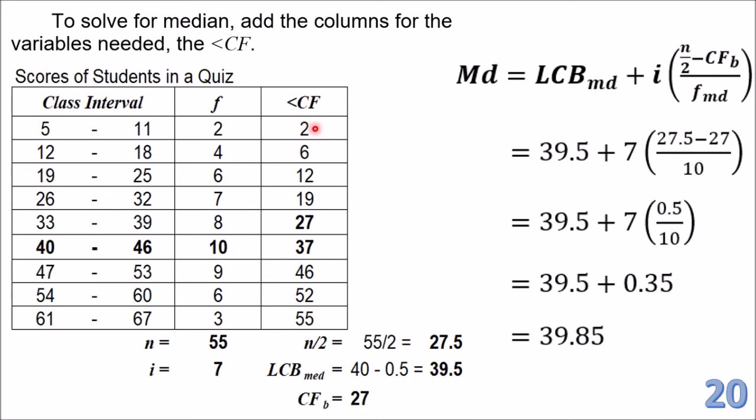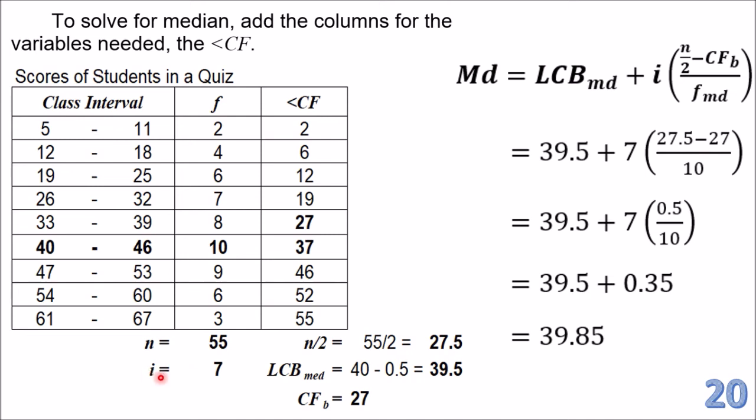I-plus lang natin itong frequency natin. Okay? So 2. Umpisa tayo sa 2 dito. Plus 4 here is 6. Plus 6, 12. Plus 7, 19. Plus 8, 27. Plus 10, 37. Plus 9 is 46. Plus 6, 52. And then plus 3, 55. Yan yun. So, dapat ang pinaka-last dito is equal to the N din. Kasi pag hindi mag-N yan, so mali yung pag-add nyo.